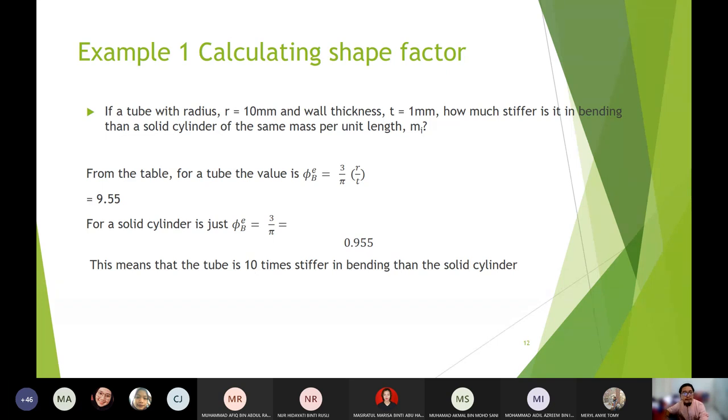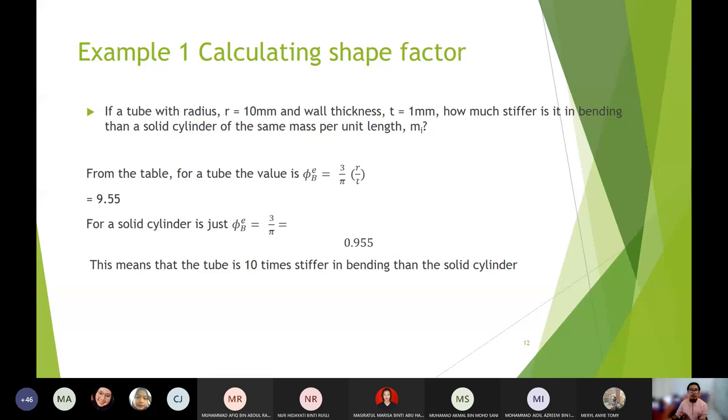Okay, so this means that a tube with thickness is 10 times stiffer in bending compared to a solid cylinder. Because of the shape with thickness, we calculate the shape efficiency factor, and this tube is much more resistant to bending compared to a solid cylinder. Maksudnya kalau cylinder yang bulat, yang penuh solid, if I drill a hole through, jadi tube, through the shaft itself, it resists bending 10 times compared to a solid cylinder.